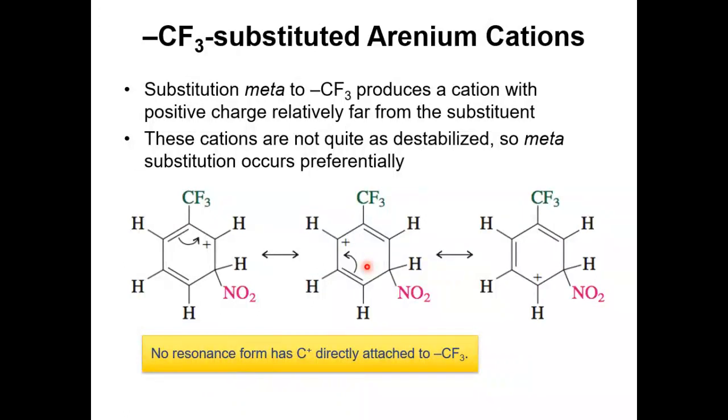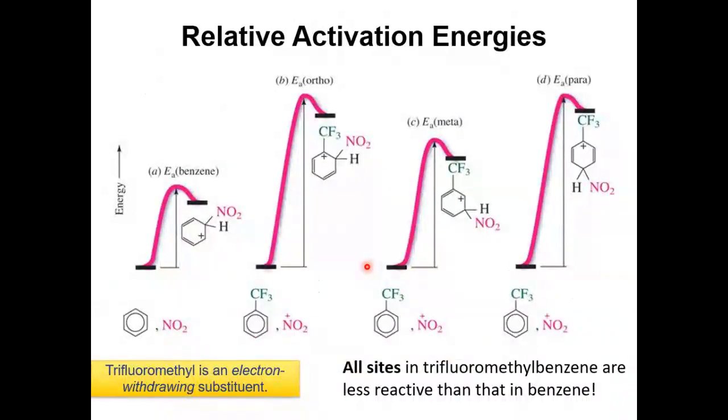So the meta sigma complex forms at the fastest rate, and we know sigma complex formation is rate limiting, so the meta product forms at the fastest rate. So that's the argument.